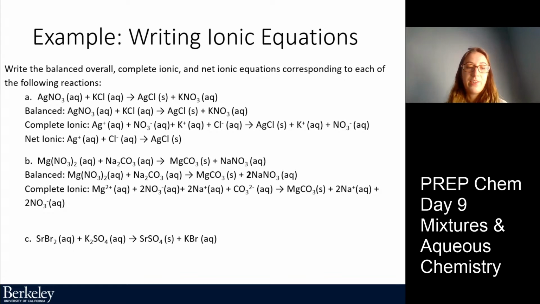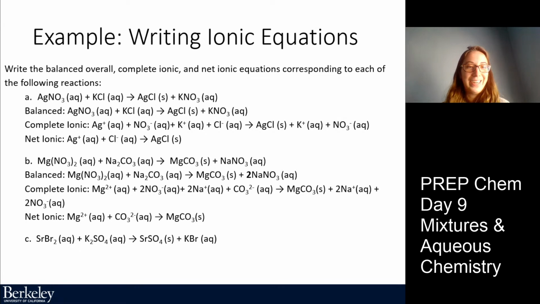So in this case, you can see that you have 2 nitrate ions and 2 sodium ions that are on both sides of the equation. So again, that means that they're not really contributing to the reaction. They just kind of exist there in solution. So those are your spectator ions. So you would just cancel them out from both sides, and then you can write your net ionic equation, which is your magnesium cation plus your carbonate anion going to your magnesium carbonate solid.